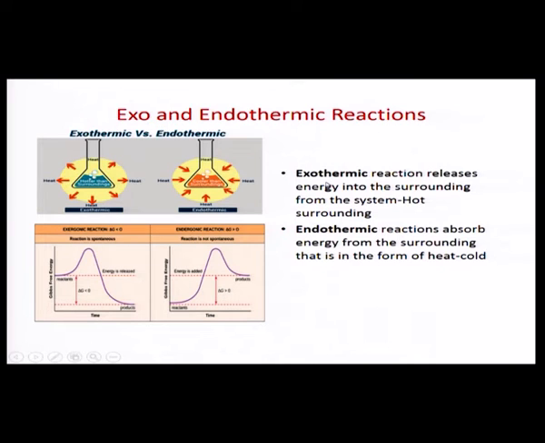So an exothermic reaction releases energy from the system into the surroundings, so the surrounding is always hot, whereas endothermic reactions absorb energy from the surroundings in the form of heat, and actually the surroundings will be cold. If you touch it, we can see this. Okay, this is exothermic, this is endothermic, that is the dissolution of some kind of salt in water. So this is thermodynamic potential.